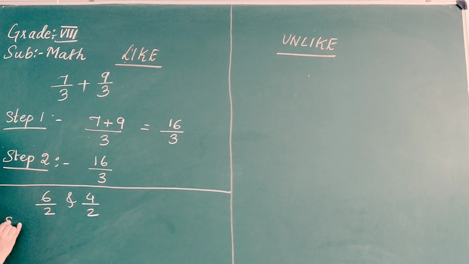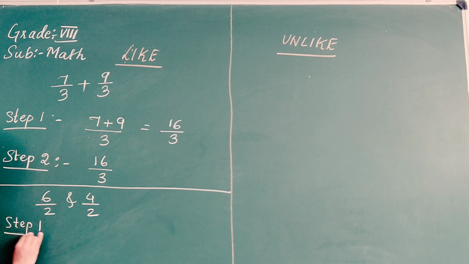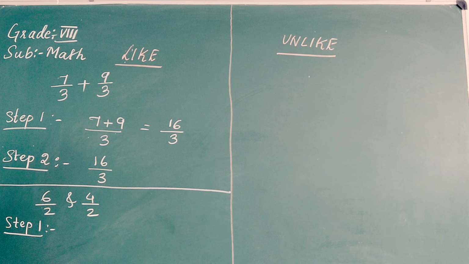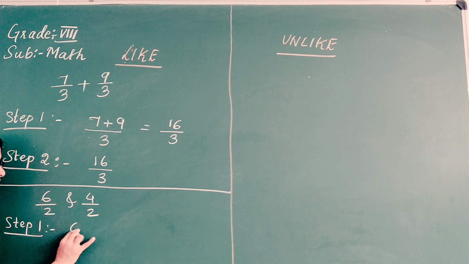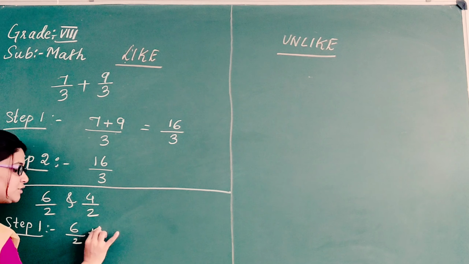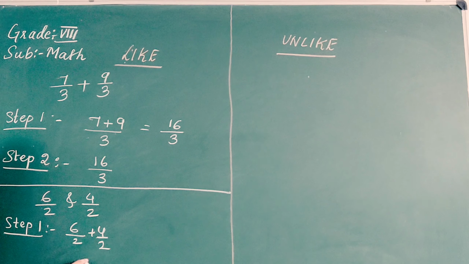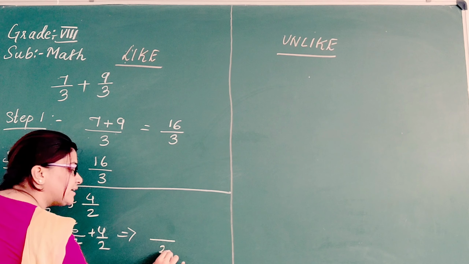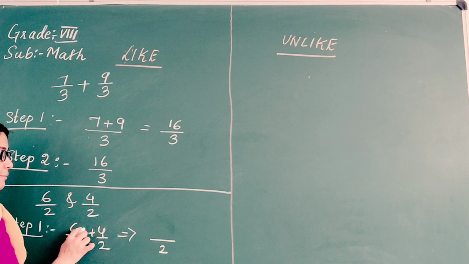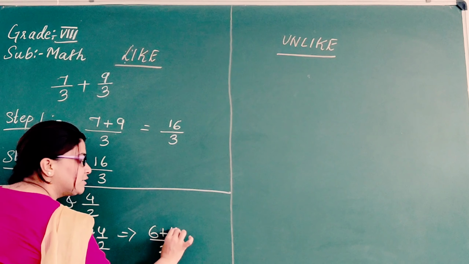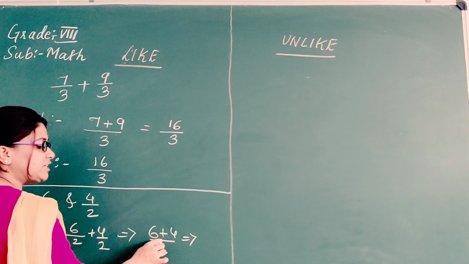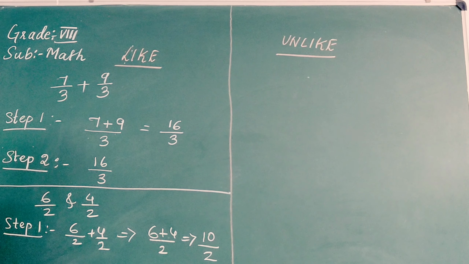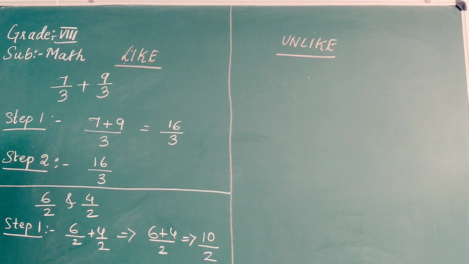Step number 1: you just have to add your numerators and keep your denominator as it is. That is 6 by 2 plus 4 by 2. My denominators are the same, right? So I keep the denominator as it is and I only add my numerators, that is 6 plus 4. 6 plus 4 is 10, so 10 divided by 2 as it is.